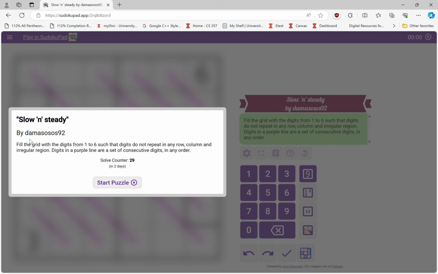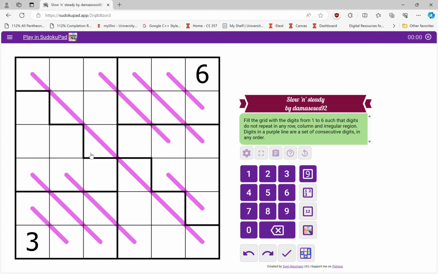So this is 6 by 6 instead of a standard sized one. And it's an irregular grid with, let's see, just run-bound lines. So yeah, okay.